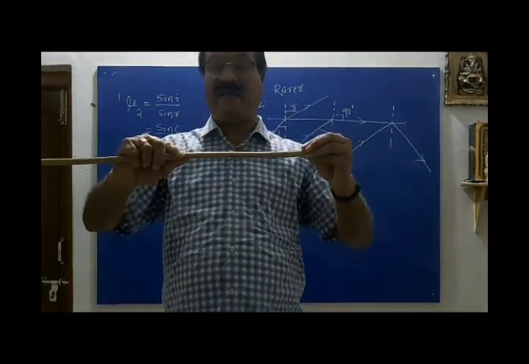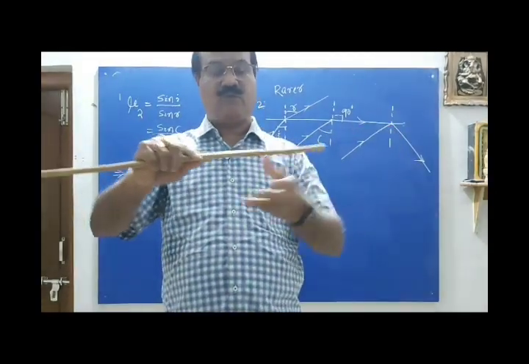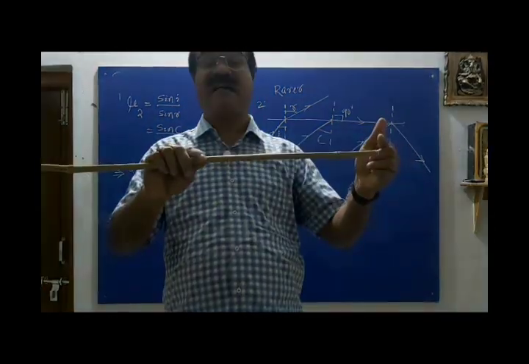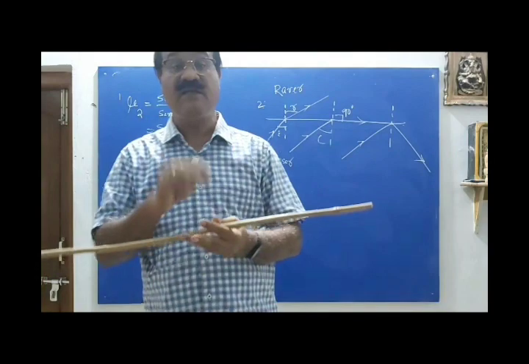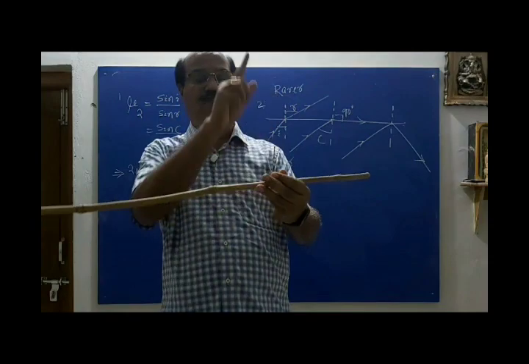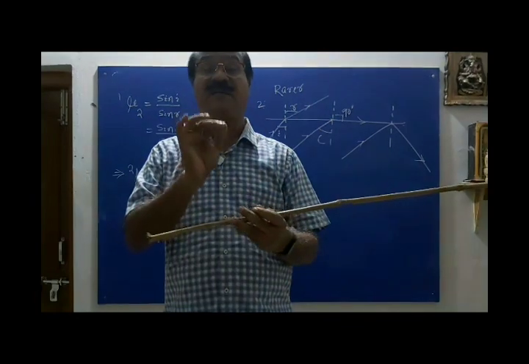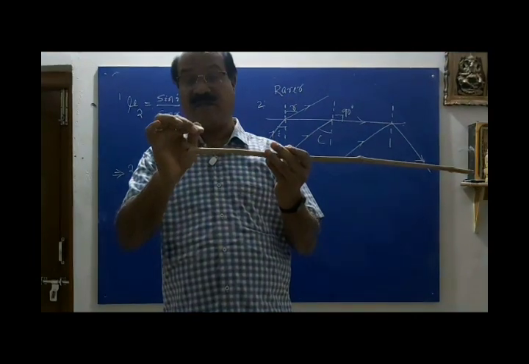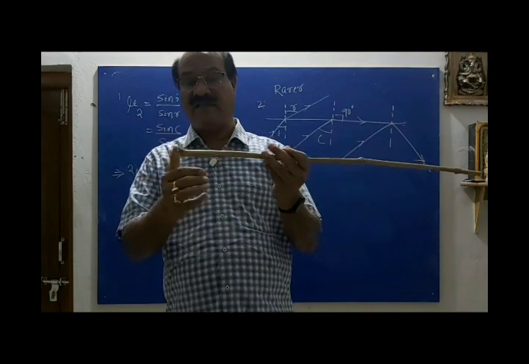The core has high refractive index, a denser medium, and the cladding is a rarer medium. Through the help of this optical fiber, signal can be transmitted from one location to another location without any loss of energy. When a signal enters the optical fiber, it suffers total internal reflection and comes out from the other end without any appreciable loss of energy. This is called core, and the surrounding is called cladding. The core is called denser, cladding is called rarer.